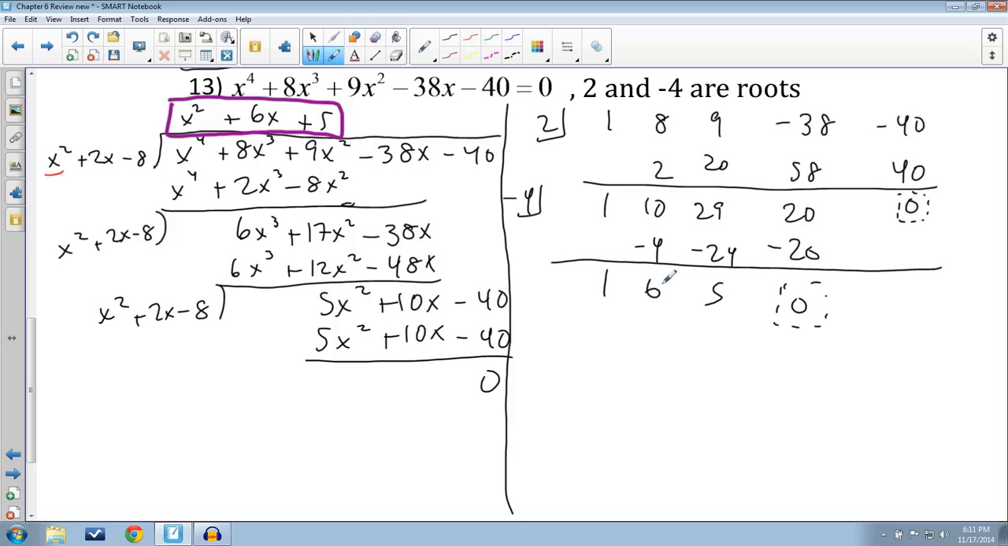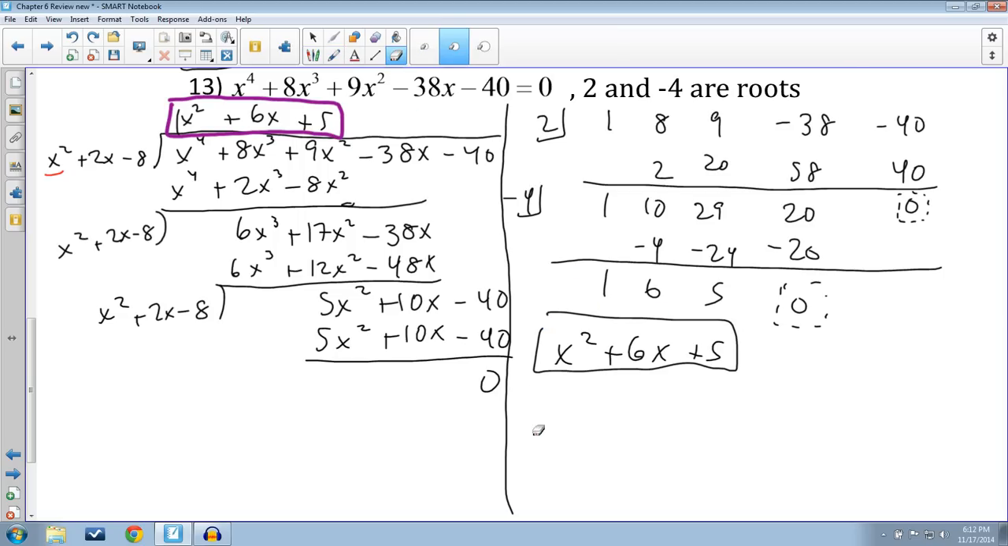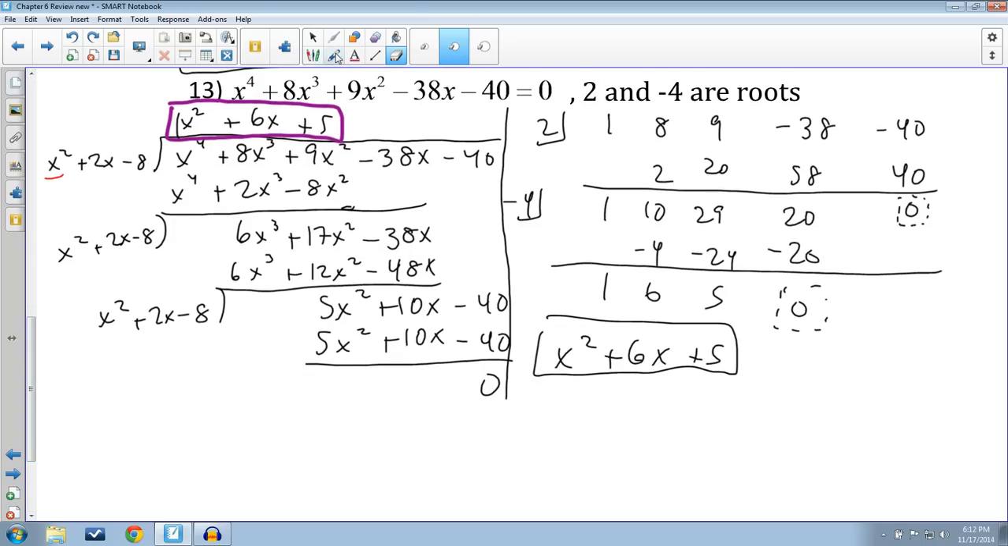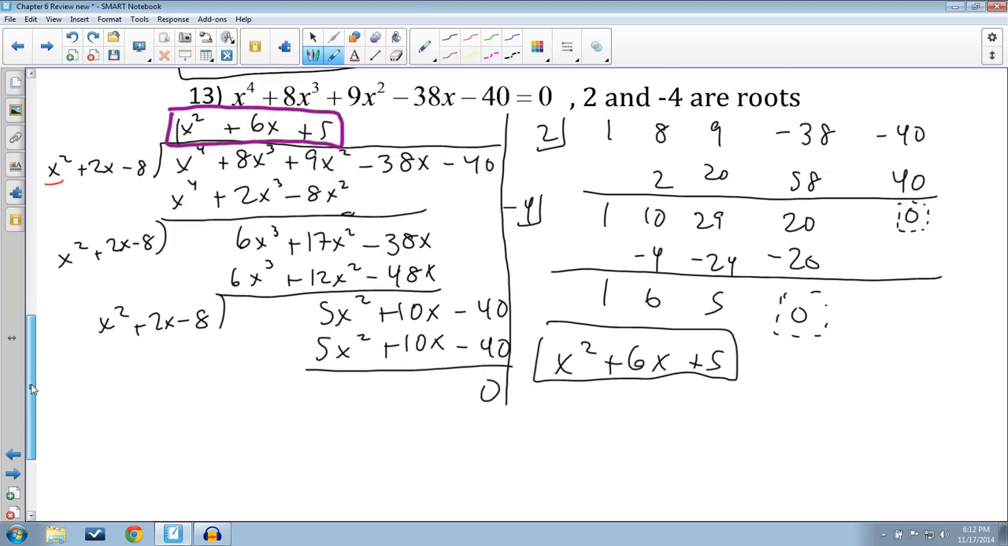Aha! 1, 6, 5. That is x squared plus 6x plus 5. So I divided both ways here. I did long division and synthetic division. Which one do you prefer? Most prefer synthetic. I ain't hating on long. Synthetic does have some hiccups there. There are some things behind doing it that make it harder. Trust me. These aren't necessarily the problems that set you up for that.